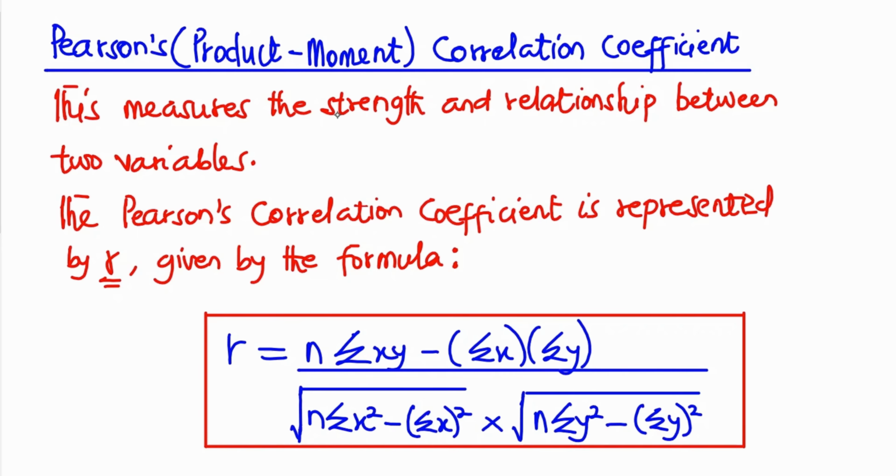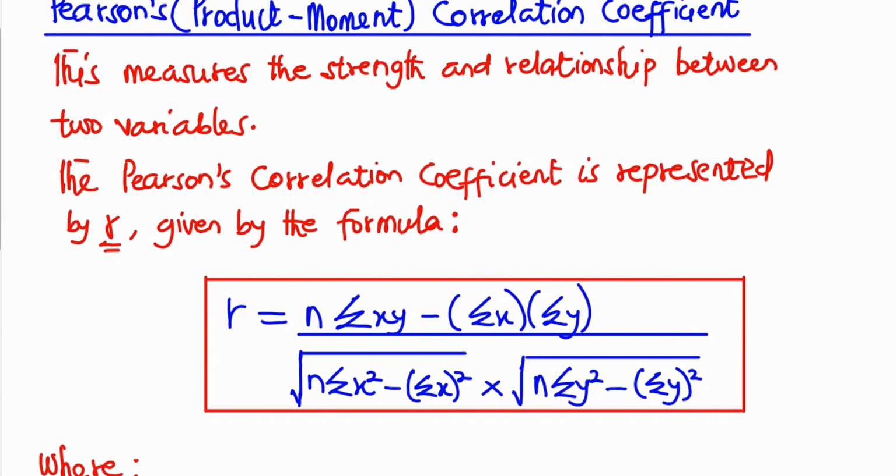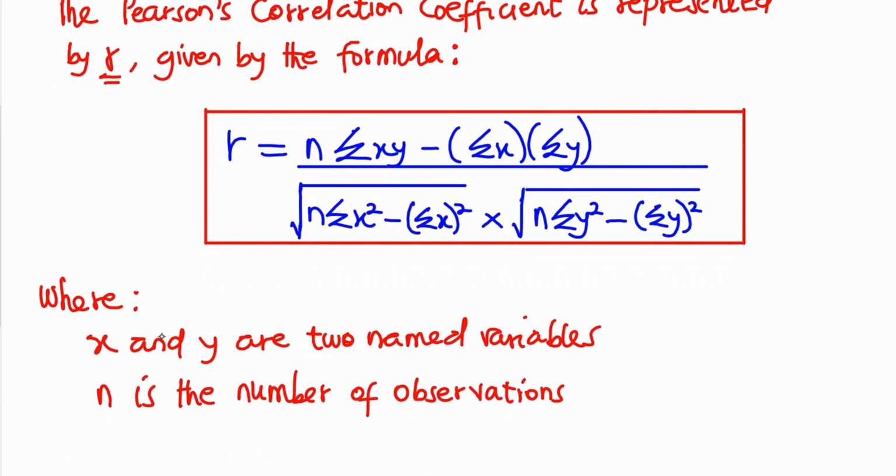Now the main variables here are r, n, x, and y. We have explained that r is the Pearson correlation coefficient, and x and y are the two variables given in the data, and n is the number of observations.